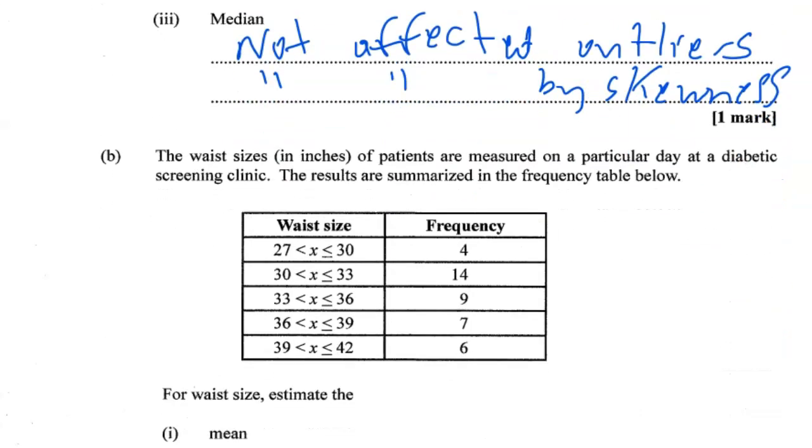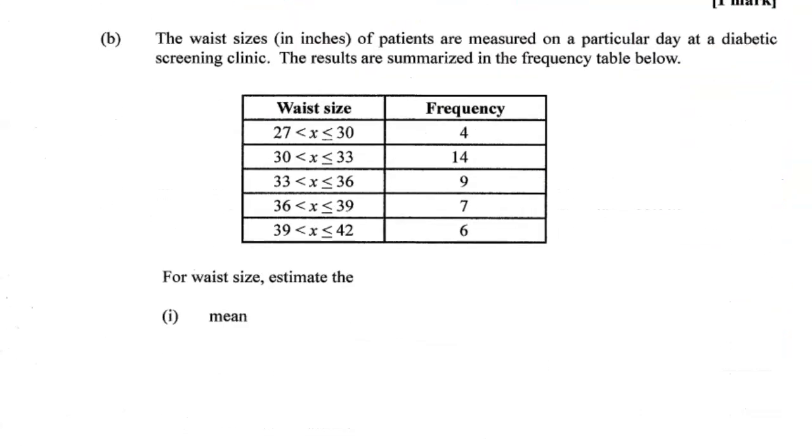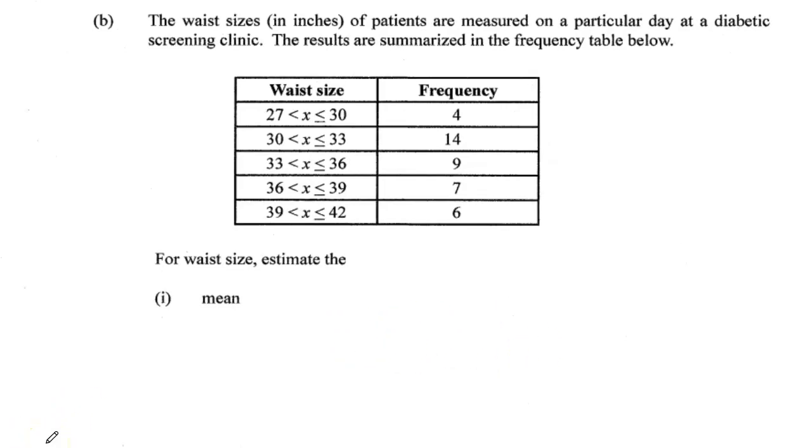Part B. The waist sizes in inches of patients are measured on a particular day at a diabetic screening clinic. The results were summarized in the frequency table below. So we have waist size and we have frequency in the other column. We're asked to find the mean. The formula for the mean is the sum of fx over the sum of f.